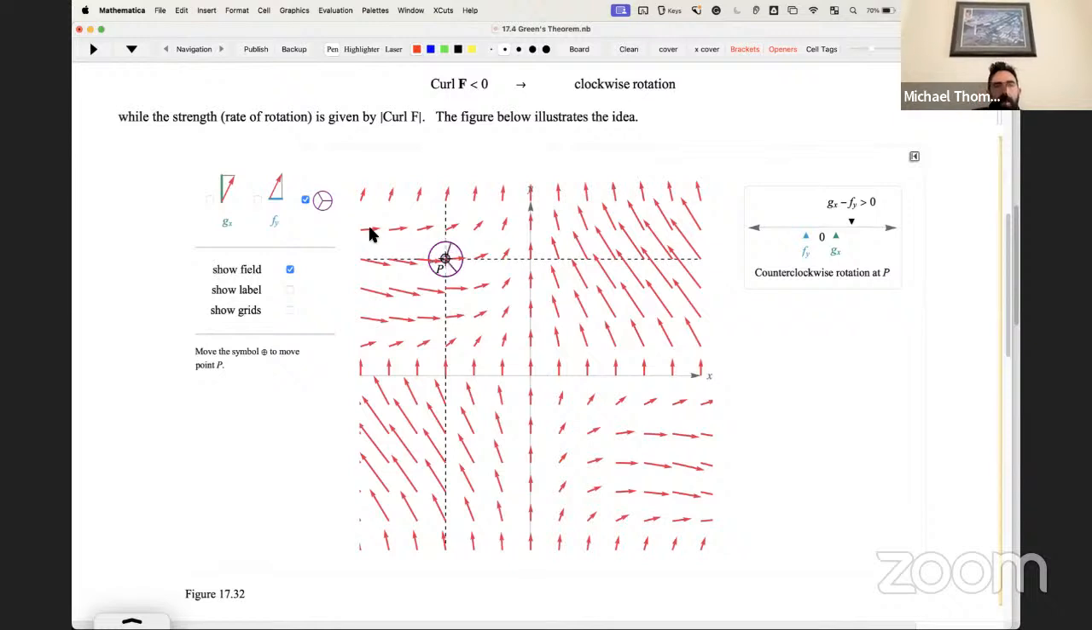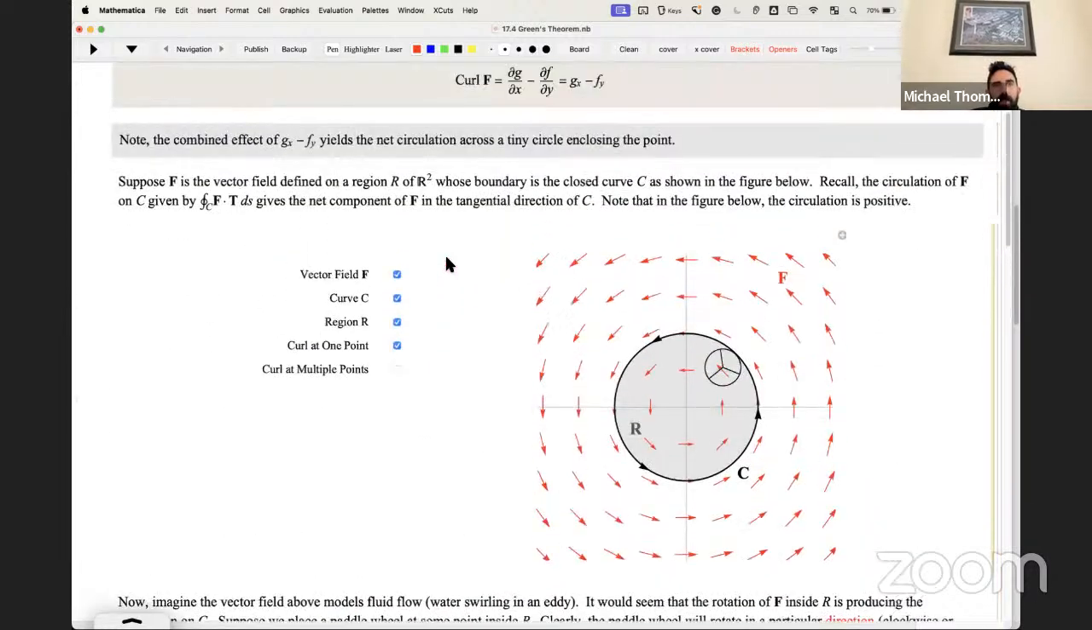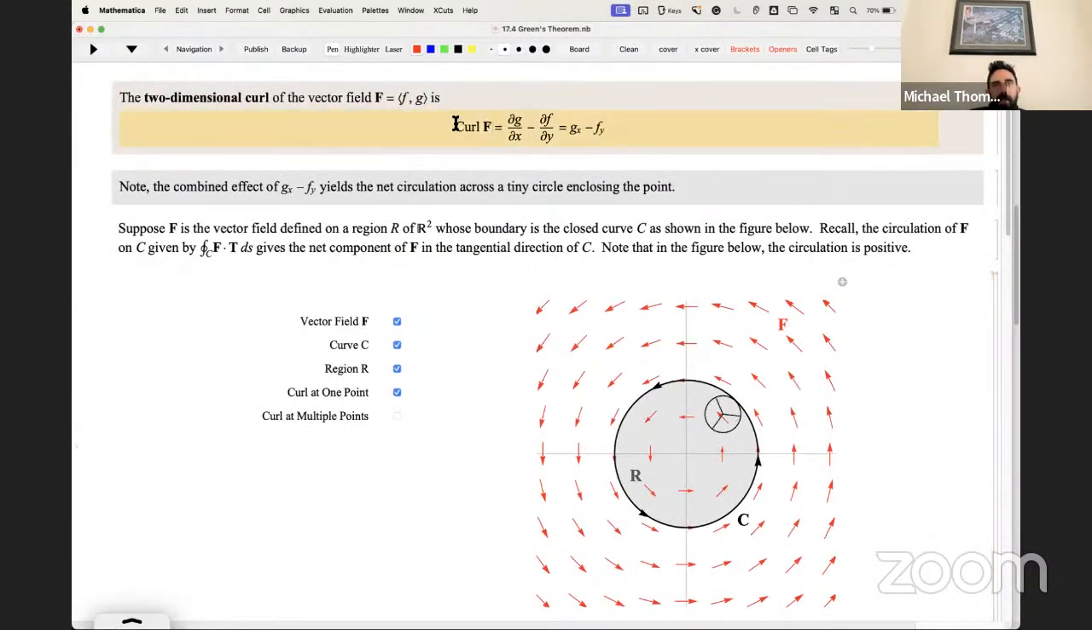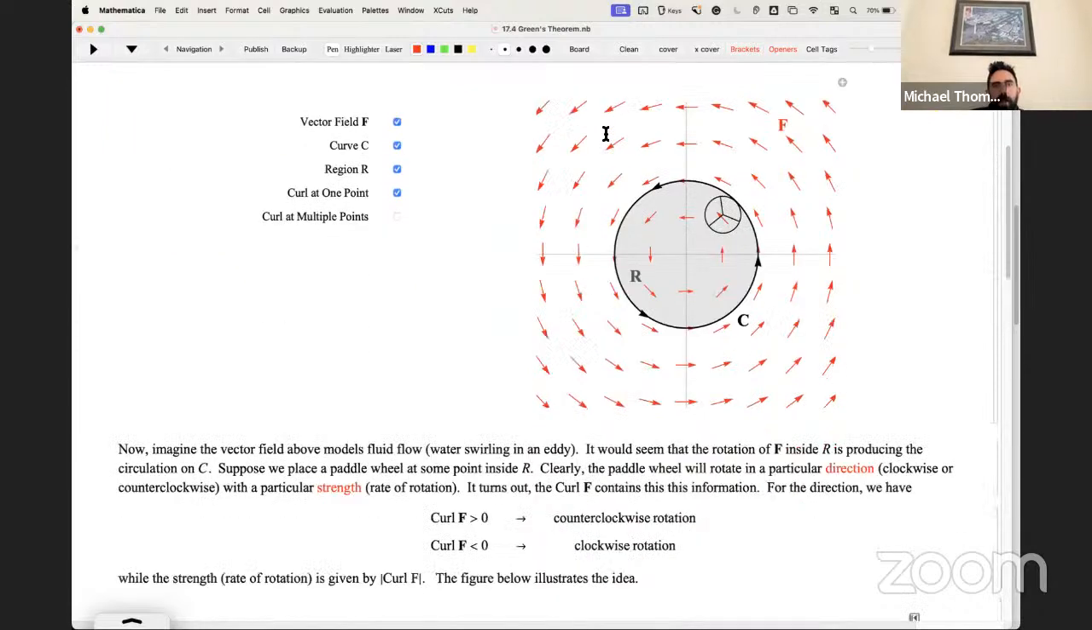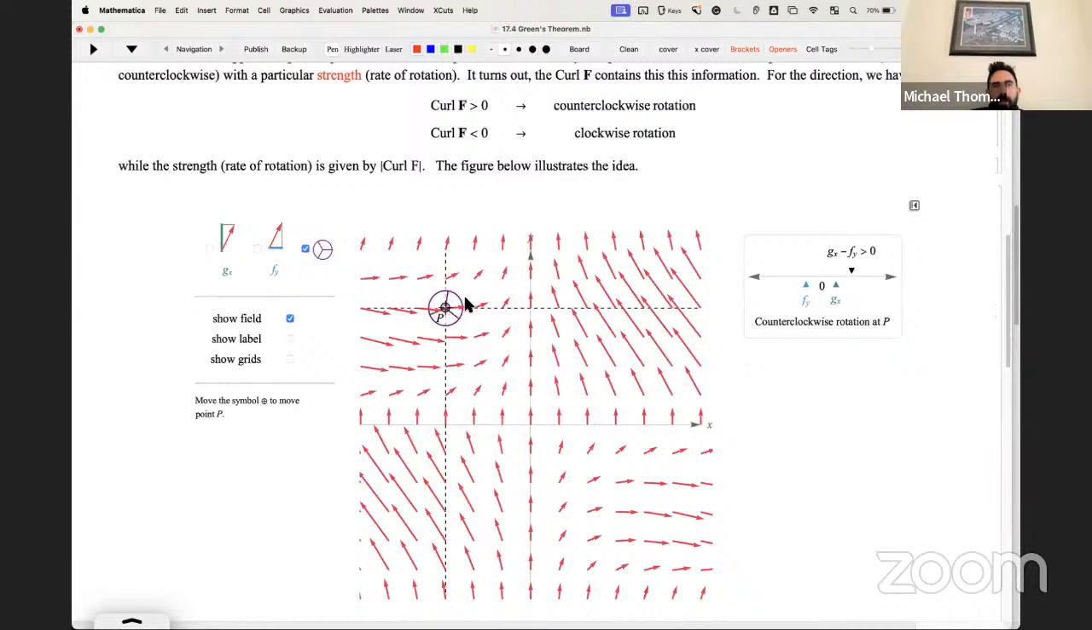All right, and we could do this at every point, but here's the idea. If you were to calculate the curl, this is something you guys can do: take the vector field, find gx, find fy, subtract them, and then plug in the coordinates of this point. Let's say this is over at -1, +1, and you plugged the coordinates into the curl. What would end up happening is you'd get a positive number out.